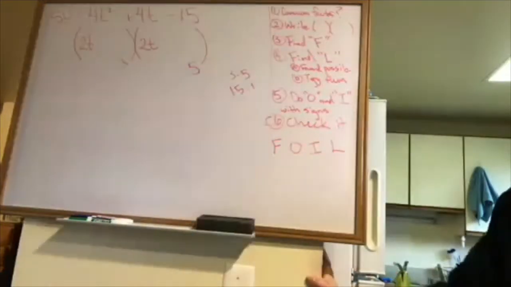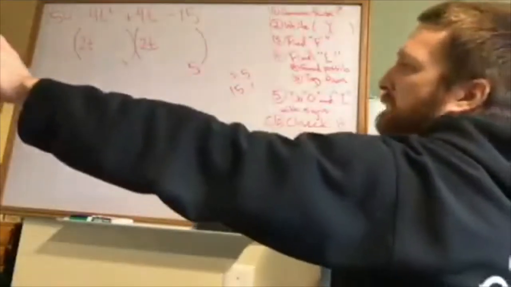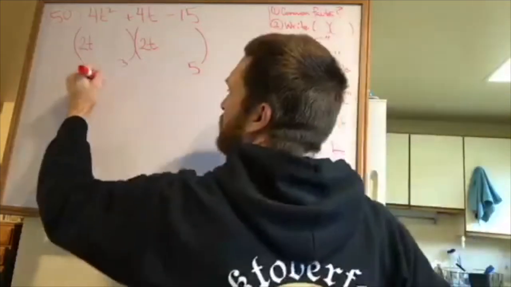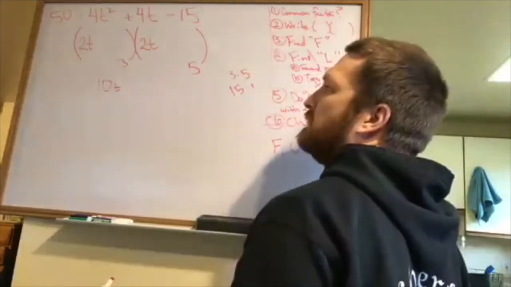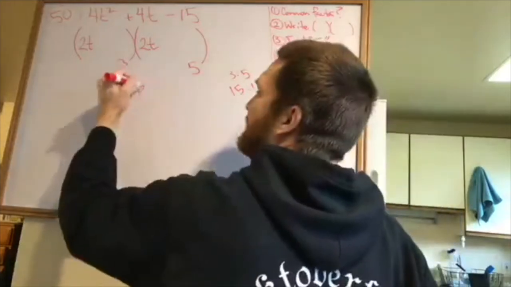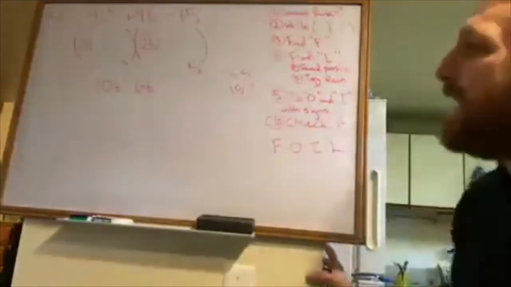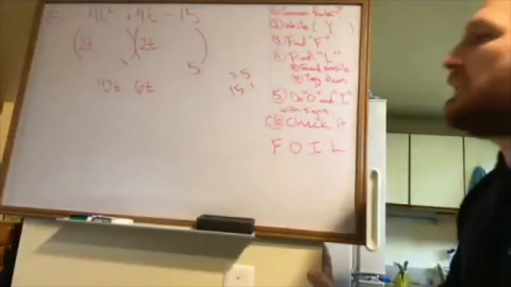Okay, so now let's do the outer and the inner. What do I get from the outer? 10t. And the inner? 6t. 6t. Is there a way of combining those to give me 4t? No.